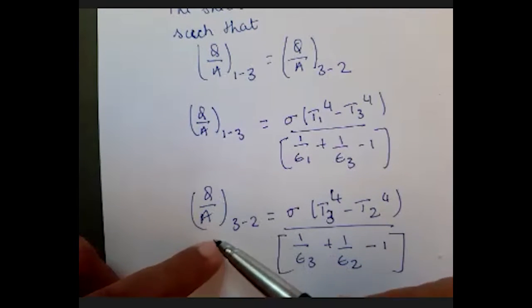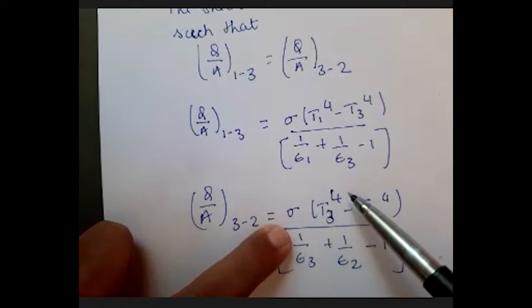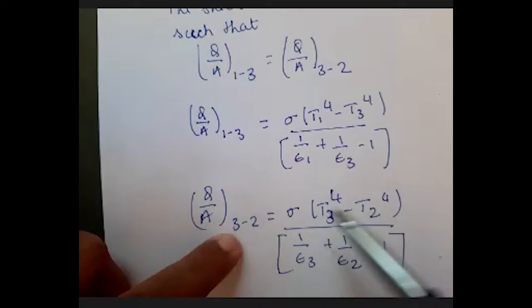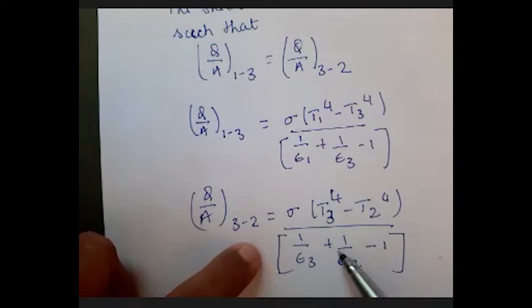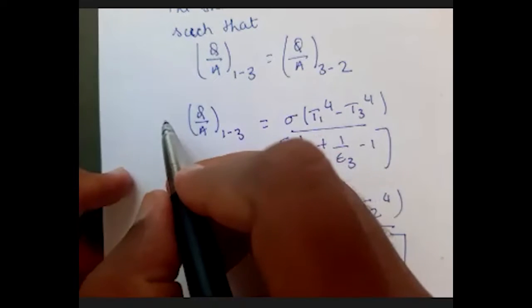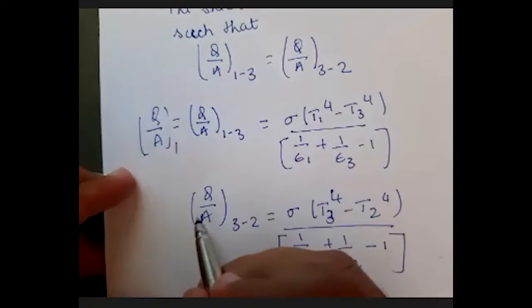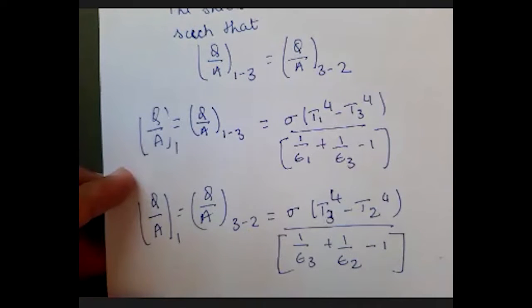And similarly, I have Q by A from 3 to 2 equal to sigma into (T3 raised to 4 minus T2 raised to 4) divided by (1 by epsilon 3 plus 1 by epsilon 2 minus 1). Now this is again equal to Q by A of the steady state, which I take as 1. This is also equal to Q by A of 1.